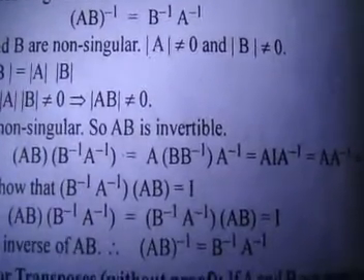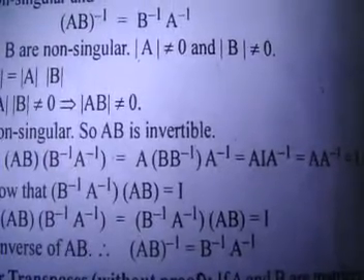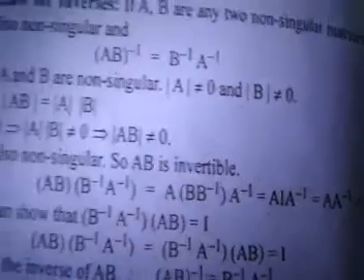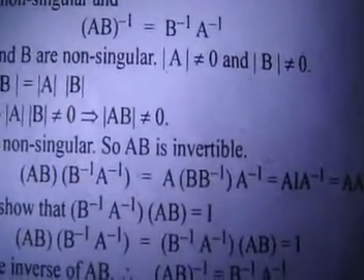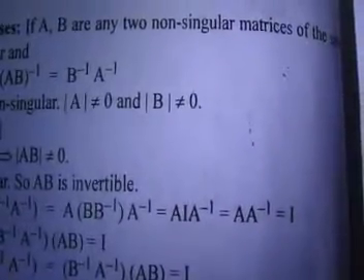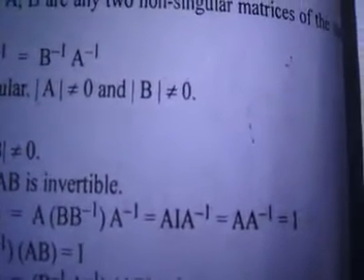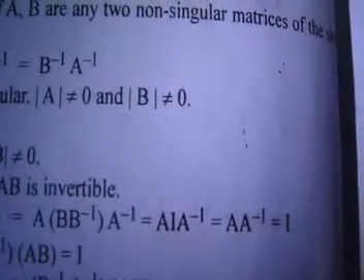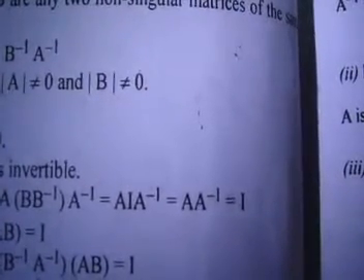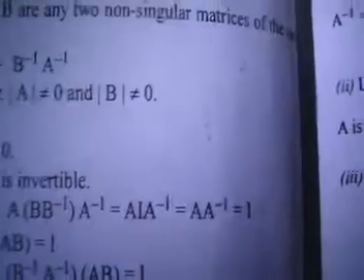AB into B inverse A inverse equals A into B B inverse into A inverse. This is by the associative property of matrices. You can see this one, okay. This can be represented as B into B inverse is identity. That is, 1 in matrix terms is called the identity matrix. So A into identity matrix into A inverse, which is equal to A into A inverse, which is once again equal to an identity matrix.